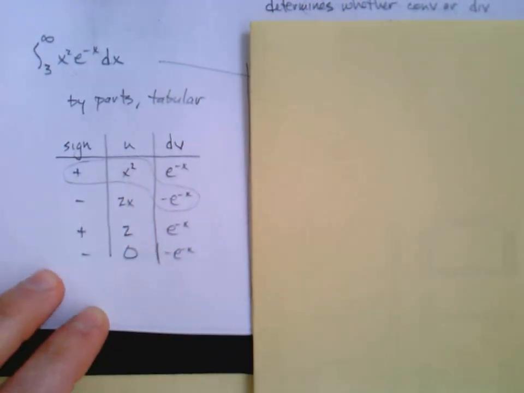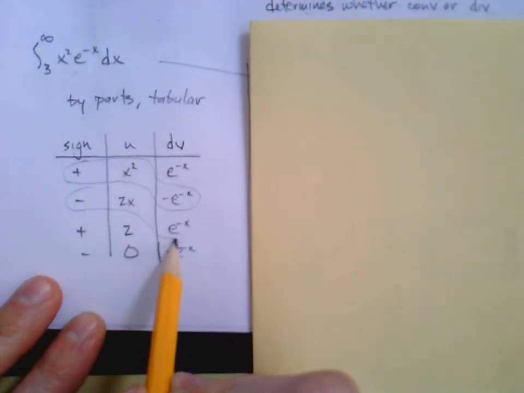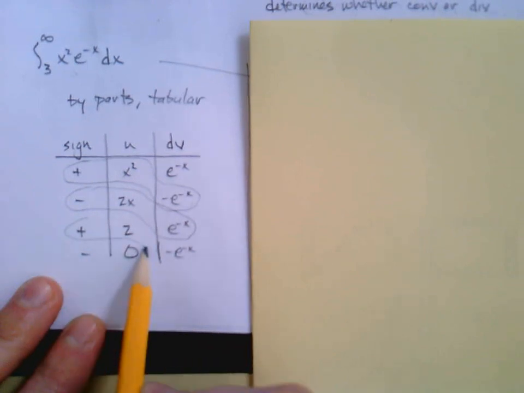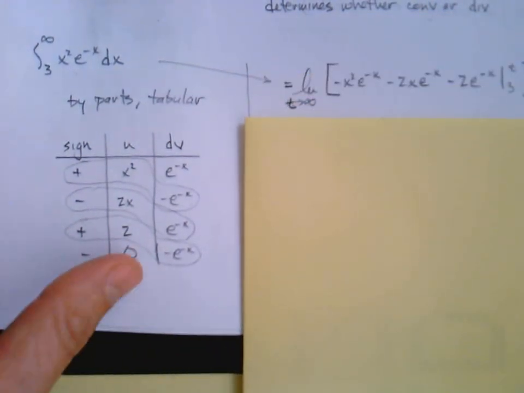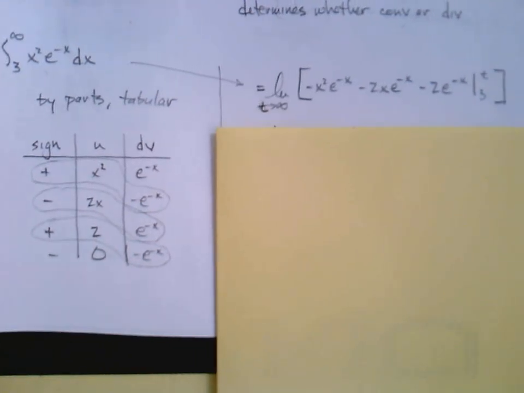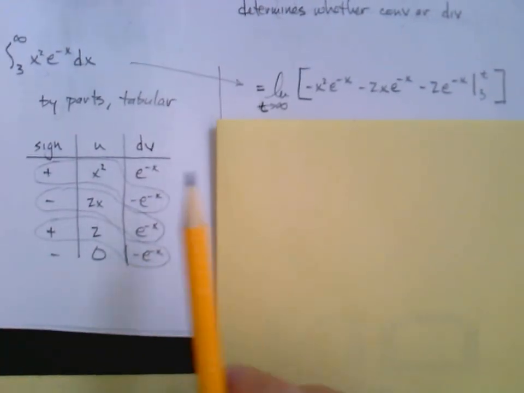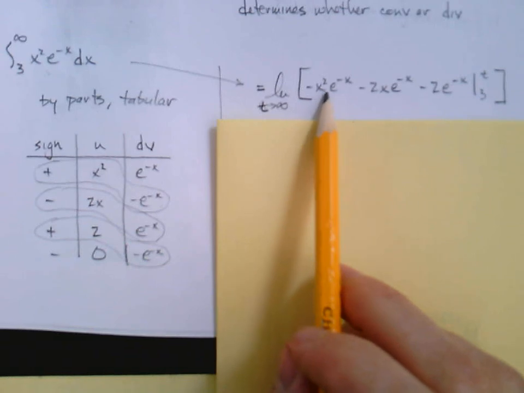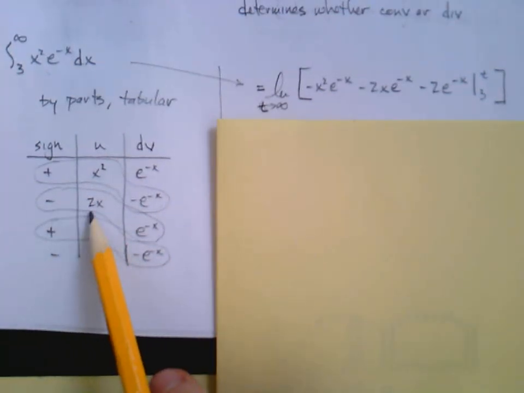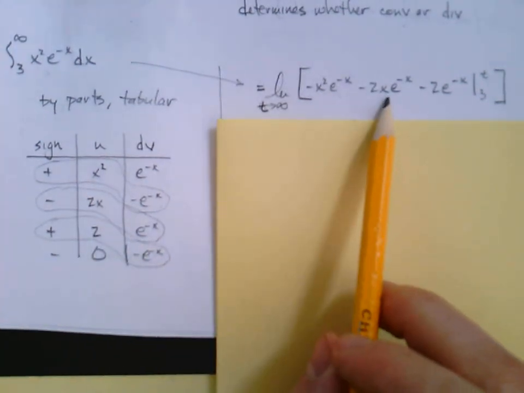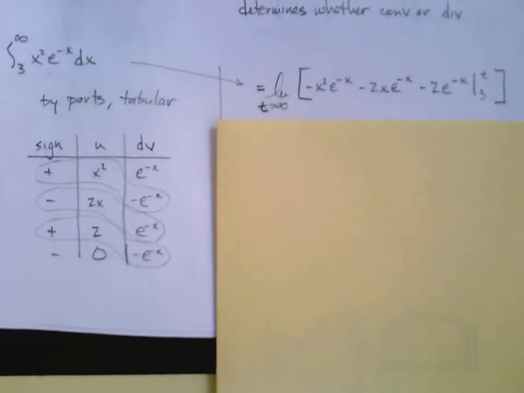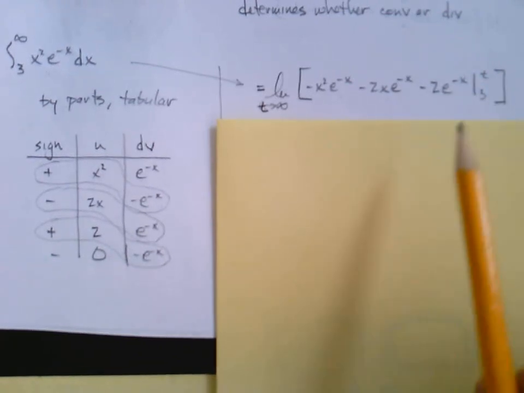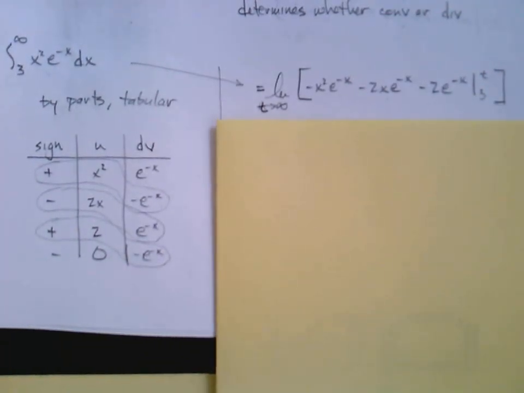That will be the first term in your answer. This will be the second term in your answer. This will be the third term in your answer. And I think that's where I pointed my arrow, right over here. Right, the first term, negative x squared e to the negative x, minus 2x e to the negative x, minus 2 e to the negative x. From our tabular method, of course, we're going to take that from 3 to t as t goes to infinity.